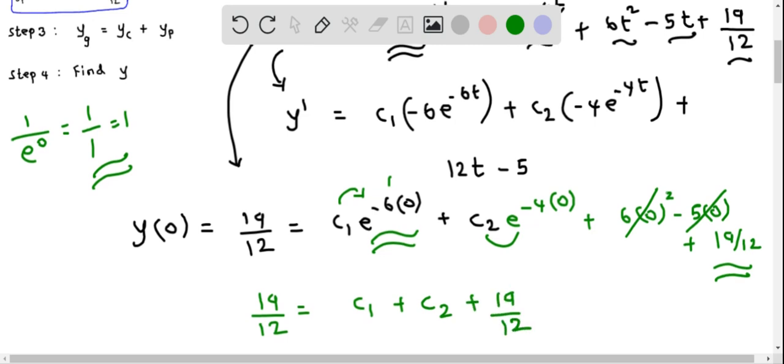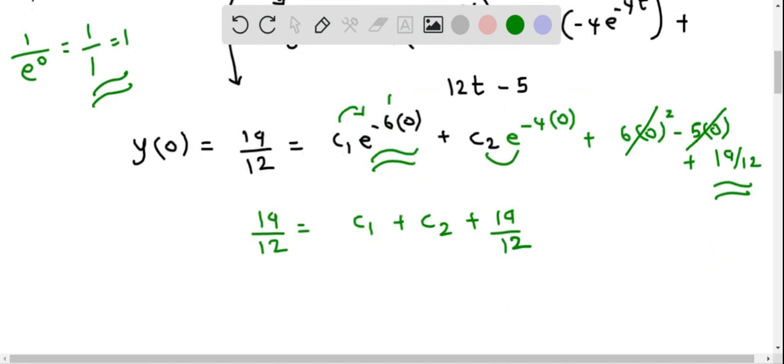So now if we subtract 19 over 12 from both sides, we get the equation 0 equals c1 plus c2, or otherwise we can say that c1 equals negative c2.